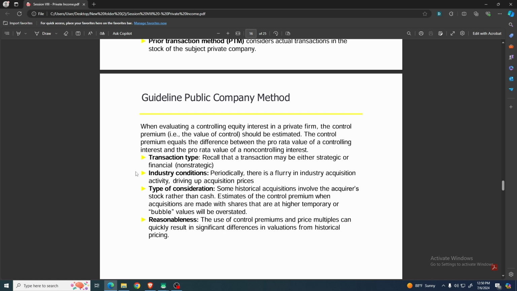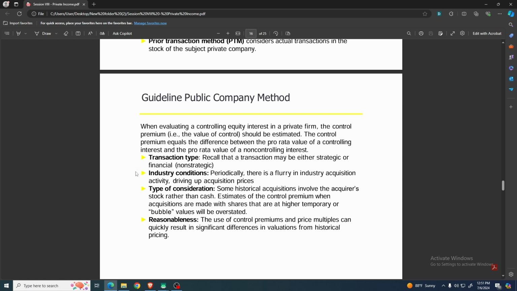Then you have industry conditions. Here, acquisition activity is going to be focused on, which is that high acquisition activity would drive up acquisition prices and control premiums. So, in a tech boom, for example, high acquisition activity would lead to inflated control premiums due to the competitive bidding by various parties.